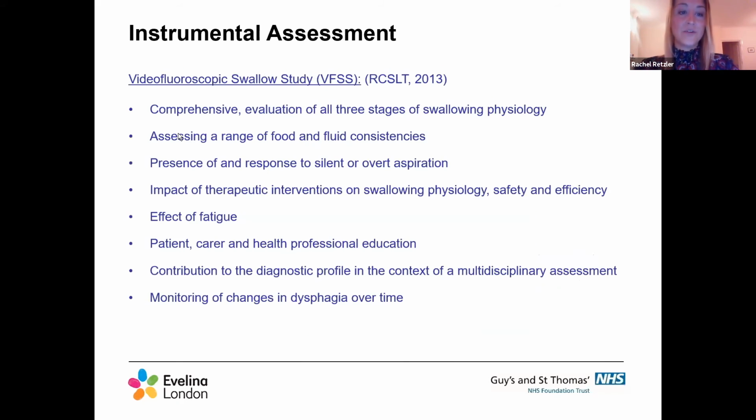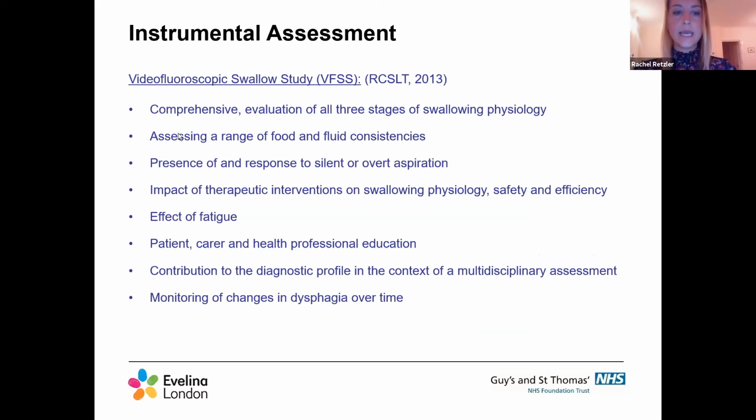Instrumental assessments for video fluoroscopy. What is a video fluoroscopic swallow study? This study is a comprehensive evaluation of all three stages of the swallowing: oral, pharyngeal, and a bit of the esophageal stage. It's a comprehensive eval.